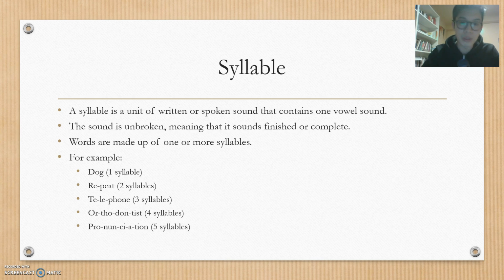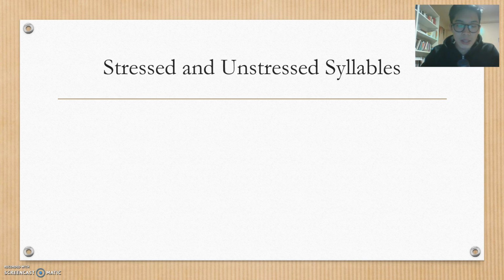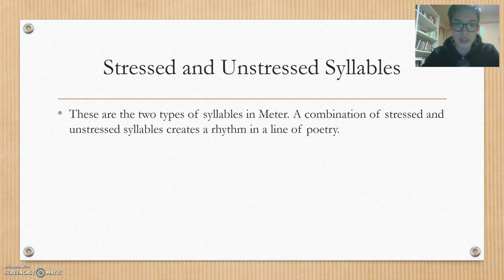Of course, you can have words with lots of syllables, but the point is that meter is made up of syllables. Now, we're not just interested in being able to count syllables, but we're interested in a particular type of syllable, or types of syllables: stressed and unstressed syllables. So these are the two types of syllables in meter, and a combination of stressed and unstressed syllables creates a rhythm in a line of poetry. And we're going to see how that works in a second.